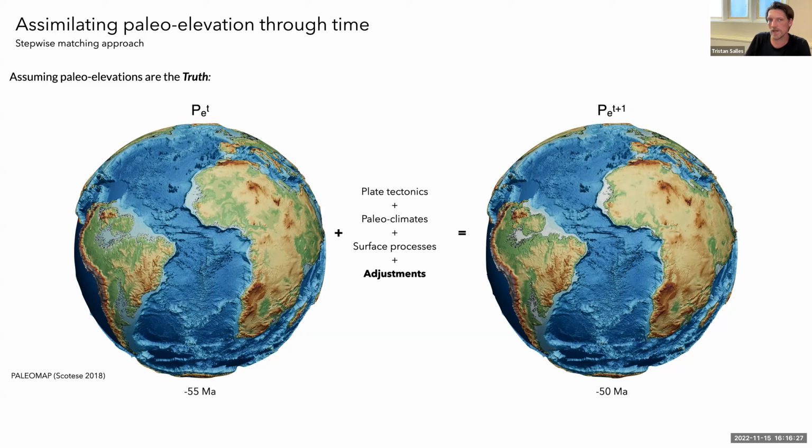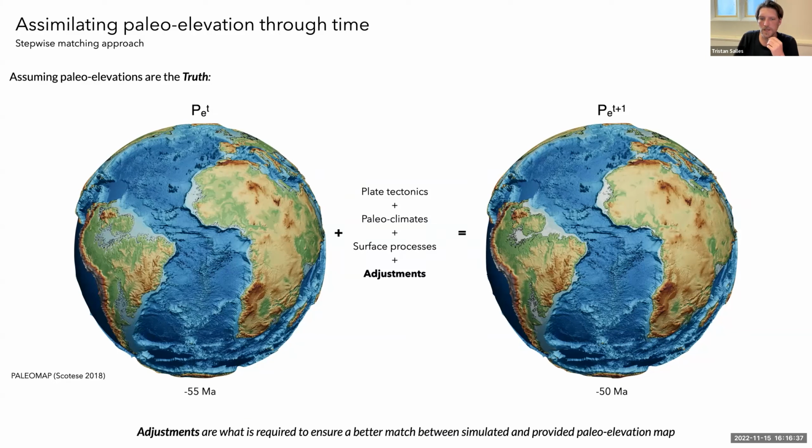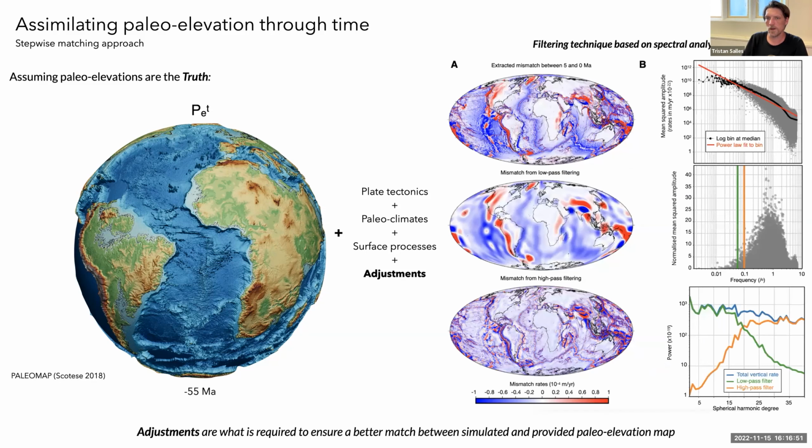And so what we do is we assimilate this paleo-elevation over time, and to do that we use a stepwise matching approach, which ensures that over time we are adding the long wavelength representation of the paleo-elevation that is conserved as we move forward. To do that, we are using a filtering technique based on spectral analysis, but I'm not going to go into too much detail here.